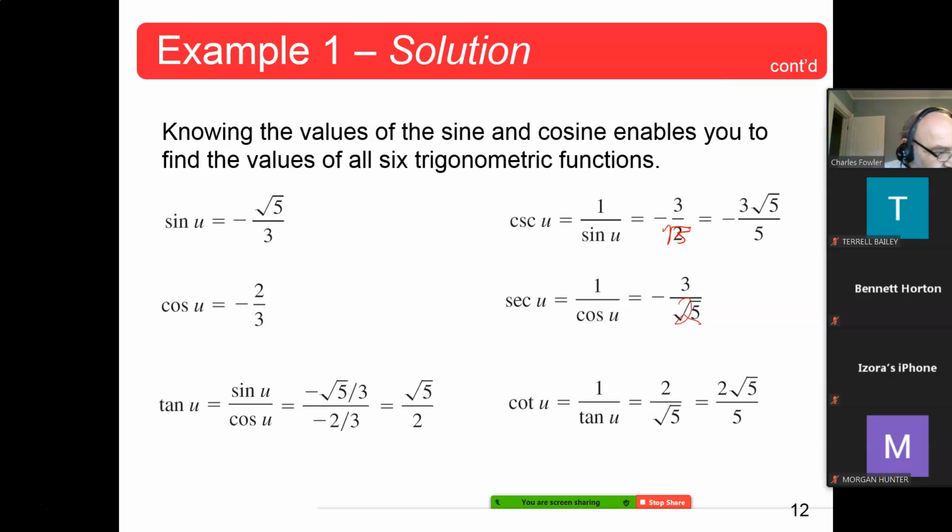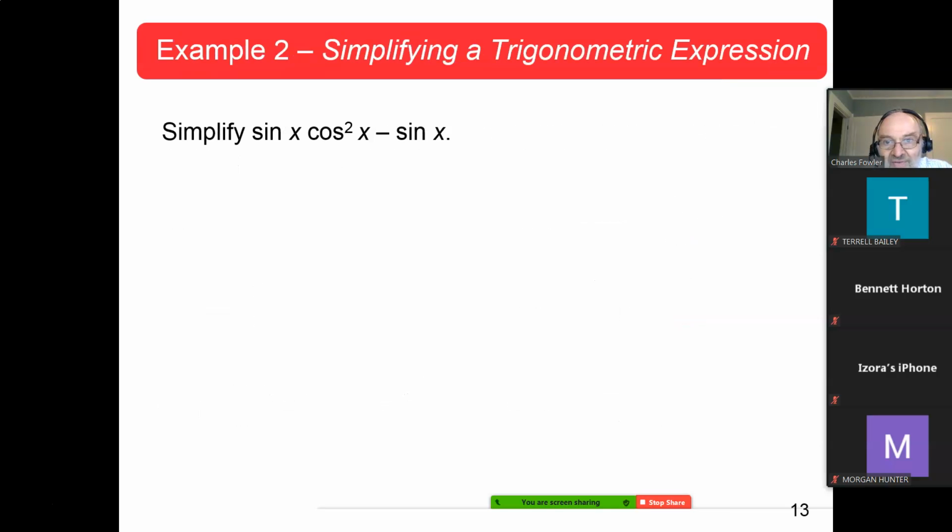Okay. After every example, there is a checkpoint. Please do the checkpoints as soon as you can after class. If you're having trouble with them, the audio video solutions for those checkpoints are at larsonprecalculus.com. If you still can't figure it out, turn them in as a homework exercise, and I'll try to help you figure out where you went wrong. So let's move on to example 2.